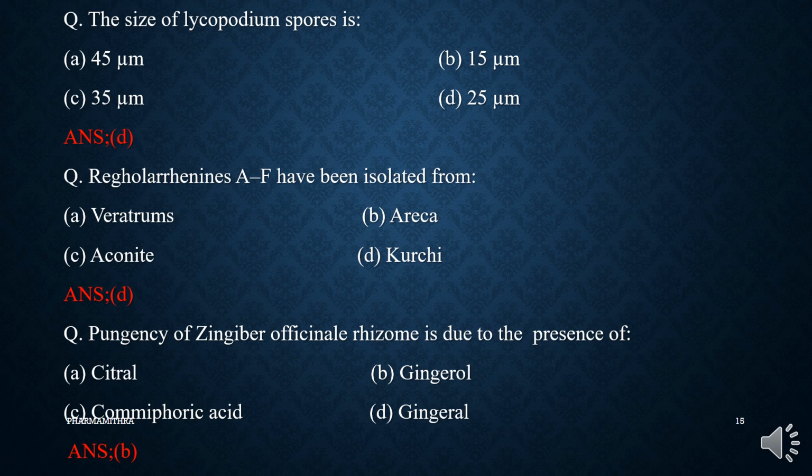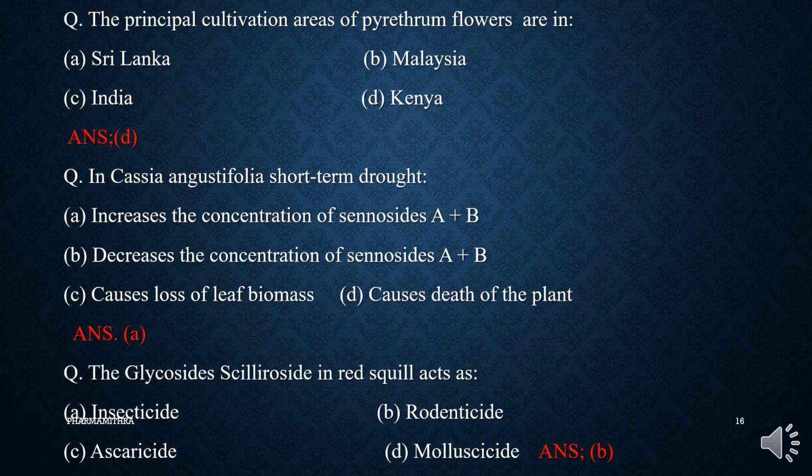Next question, the pungency of Zingiber officinale rhizome is due to the presence of this, a repeatedly asked question. The pungency of ginger is due to the content gingerol. Option B is the right answer. And citral is a combination of neral and geraniol. This is the reason for the aroma and flavor. So aroma and flavor is due to citral and pungency is due to the content gingerol. So option B is the right answer.